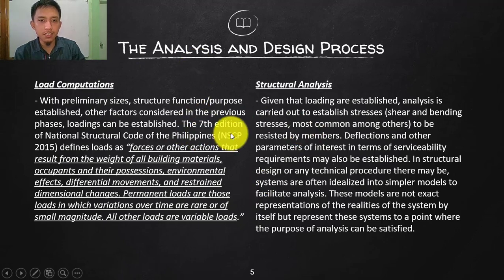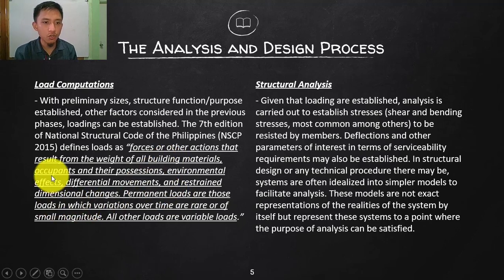It says there the 7th edition of the National Structural Code of the Philippines, that is the NSCP 2015, as I've said, the latest code that we are following, defines loads as forces or other actions that result from the weight of the building materials. That is why we need to have the preliminary sizes. The weight of the building itself, and that of course includes the weight of the members. If you say members, the beams, columns, the slab, and so on and so forth.